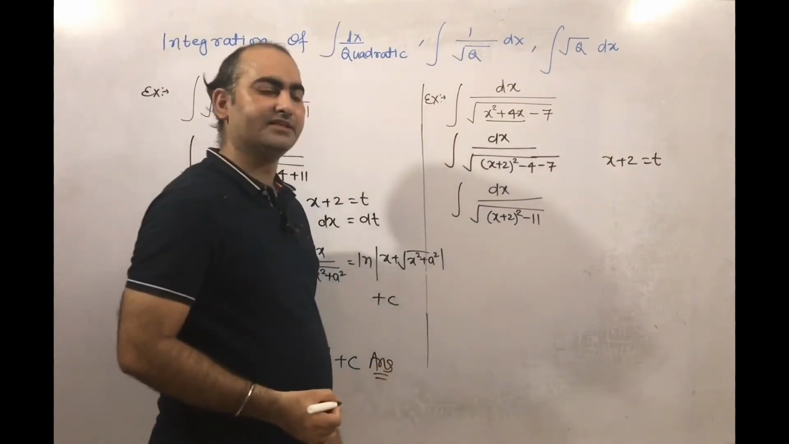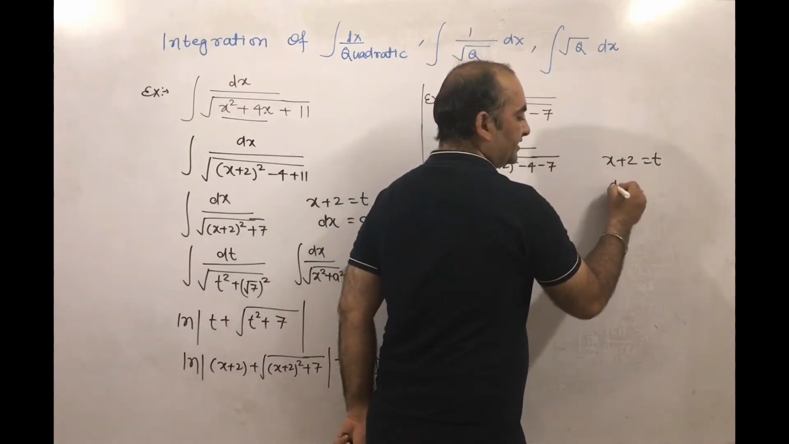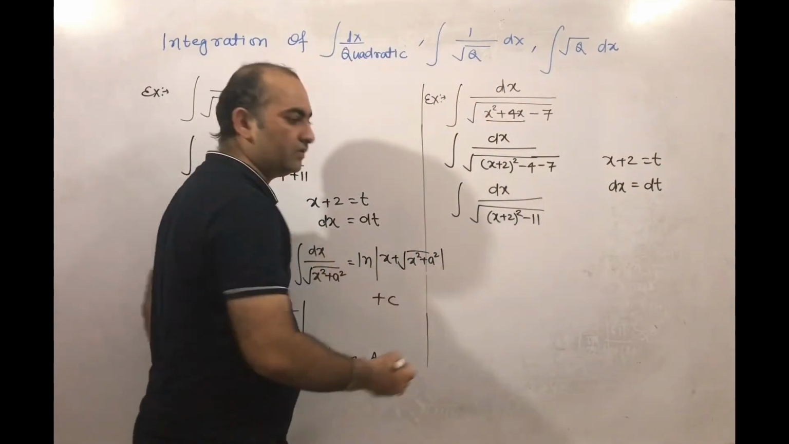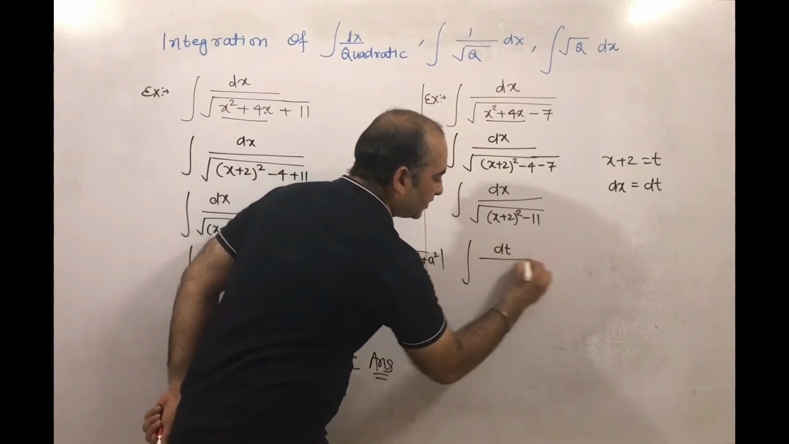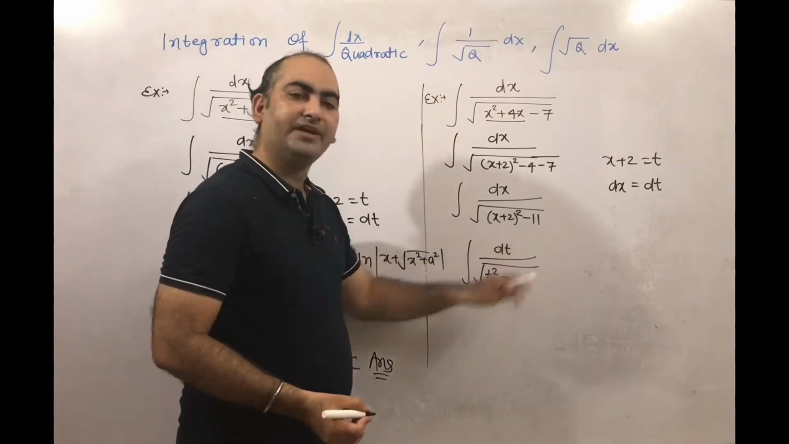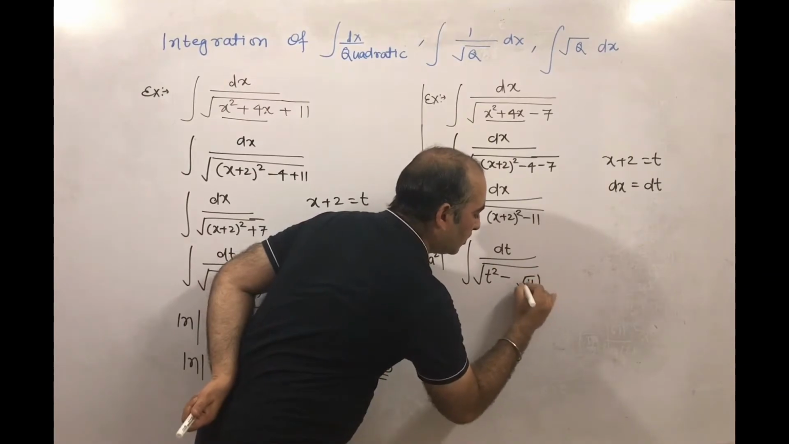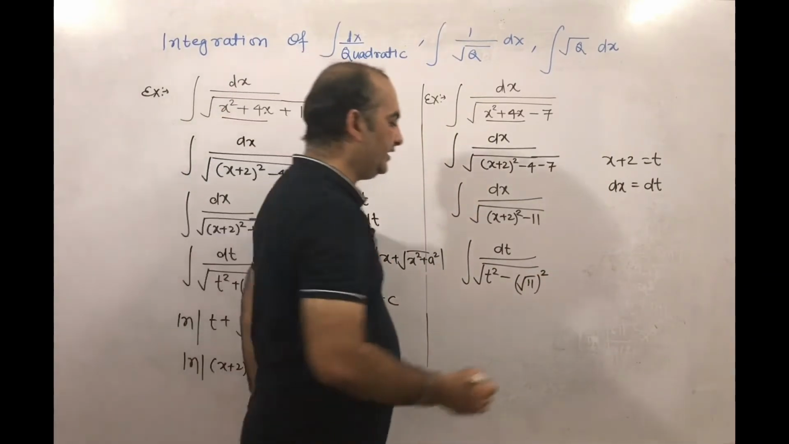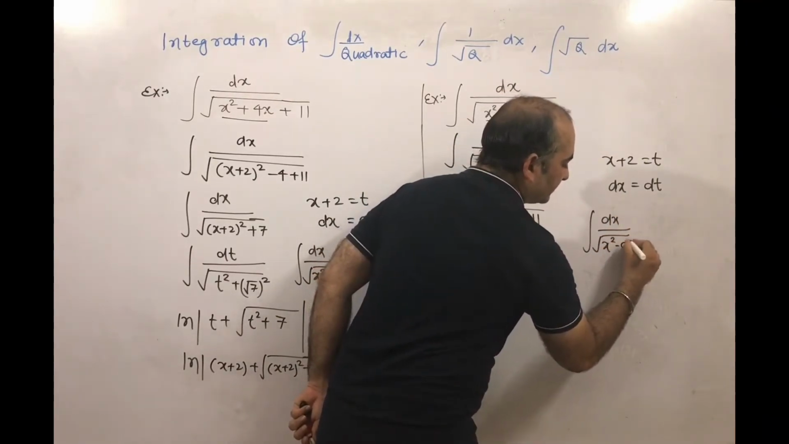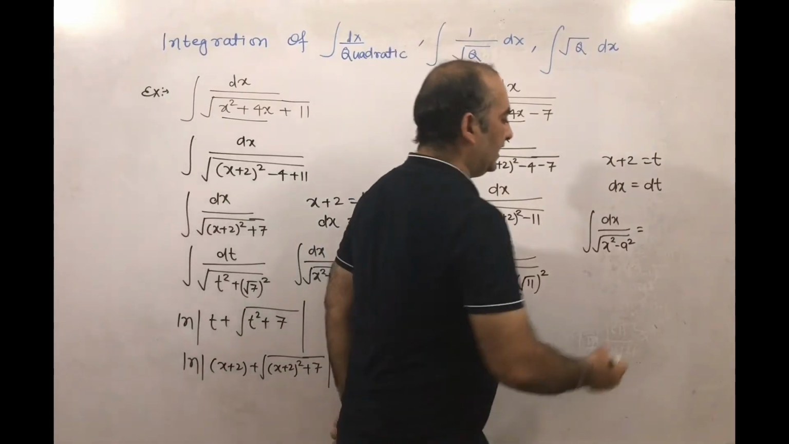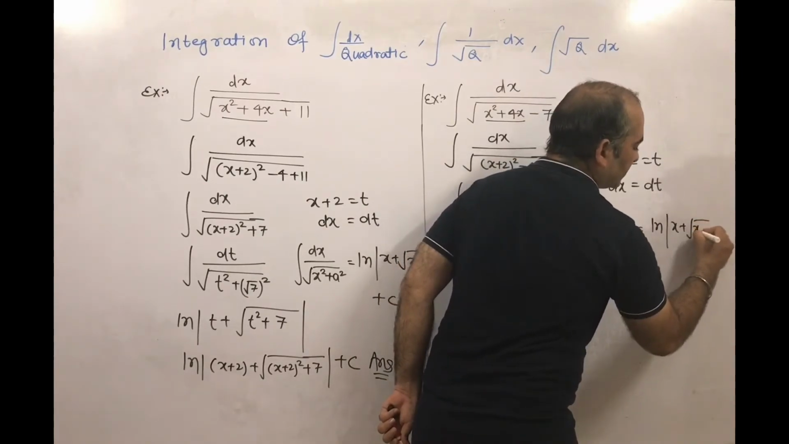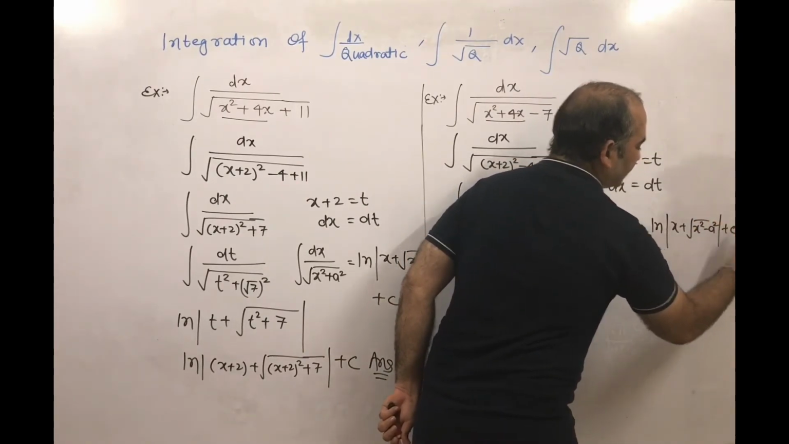Okay, so we will find out dx. So we will differentiate this one. So x differentiate dx, 2 differentiate 0, t differentiate dt. So this integration will become what? Integration of dt divided by root over t square minus, instead of 11 we can write what? Root 11 whole square. And we know the integration of dx divided by root over x square minus a square. So this one integration is nothing but what? Ln modulus of x plus root over x square minus a square plus c.